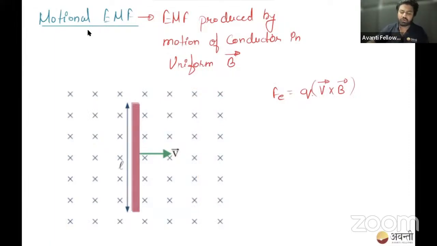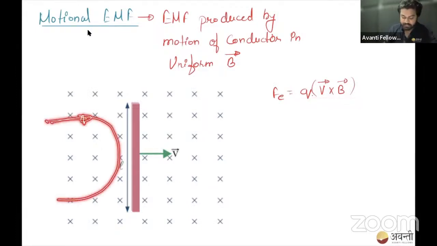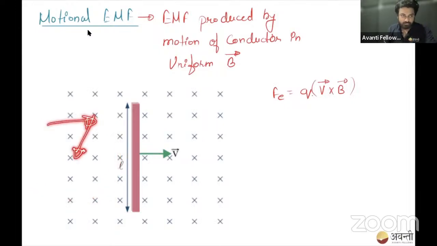You have already studied in the previous chapter that whenever a charge is moving in a magnetic field, it will feel some magnetic force. And what is that magnetic force? qv cross B. You remember? If I put a charge inside this magnetic field, it will do a circle and come out, because it experiences a centripetal magnetic force.